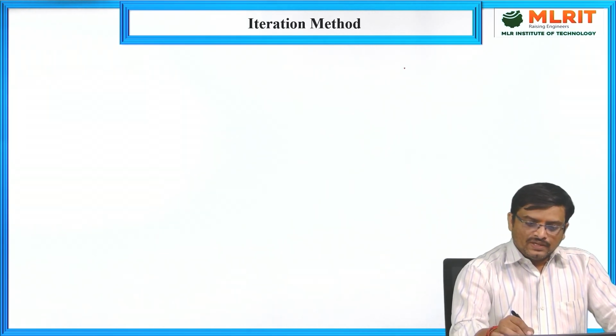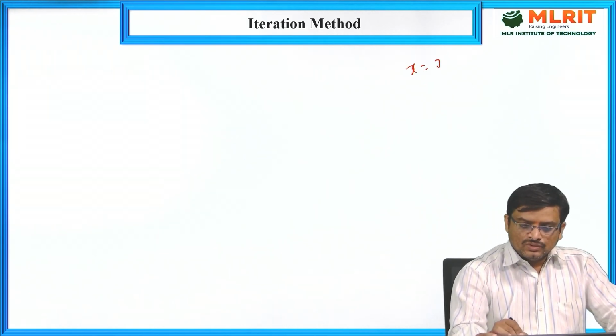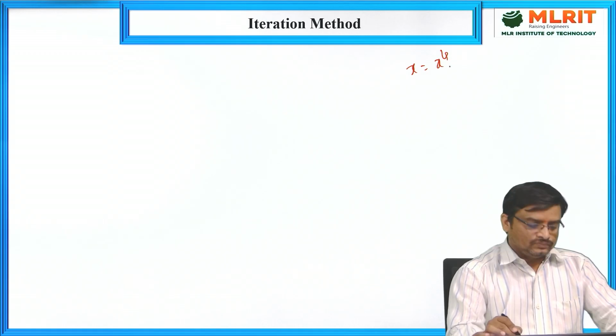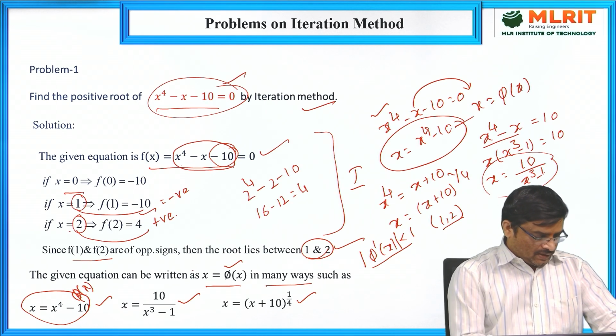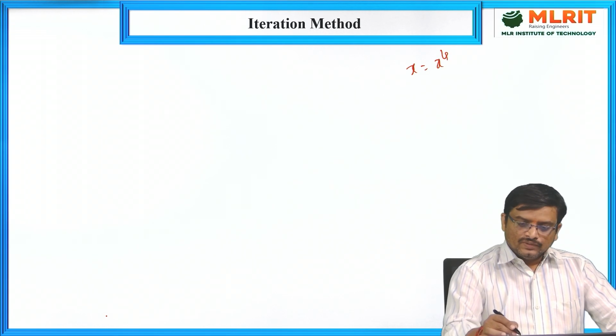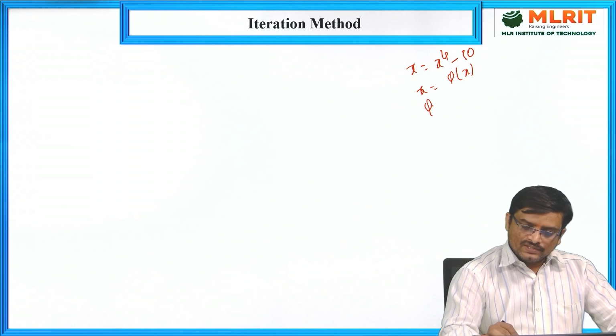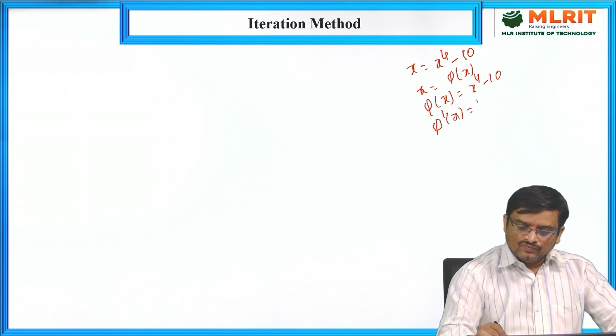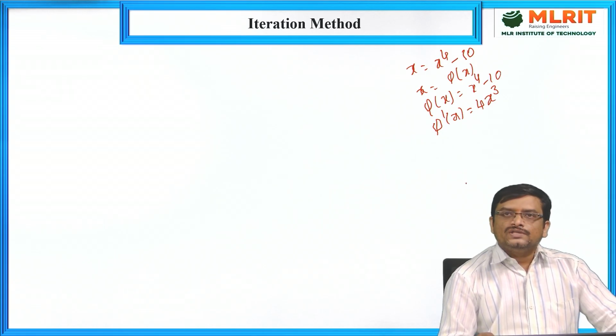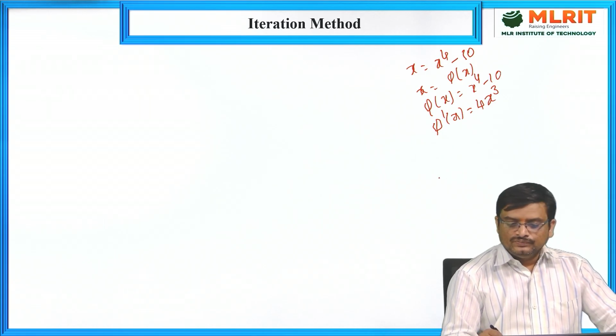So first, the first form is x is equal to x power 4 minus 10. So this is the x is equal to phi of x form. So our phi of x is x power 4 minus 10. You find the derivative. Phi dash of x is equal to 4 into x cube, and the derivative of the constant is 0. So this is our phi dash of x.